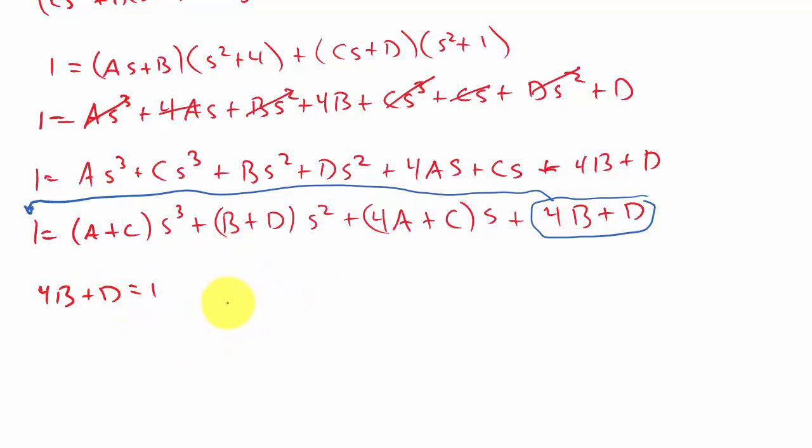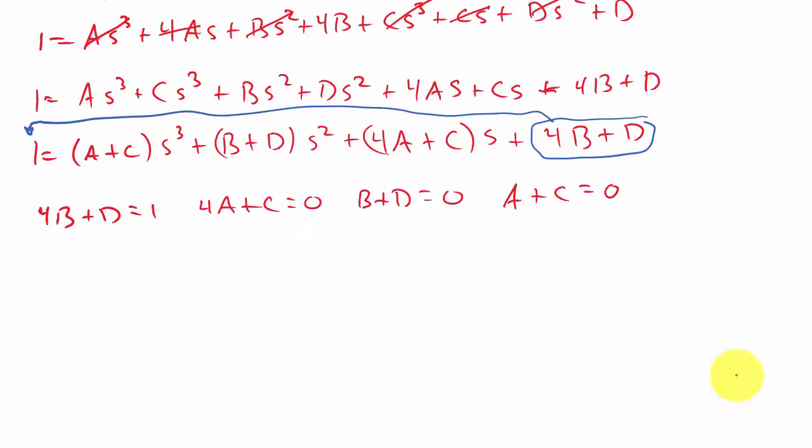And then let's look at this one, 4a plus c times s. Well, there's no s over here with a coefficient in front of it. So 4a plus c would be 0. And then I don't have an s squared. So b plus d would have to equal 0. And then there's no s cubed. So a plus c has to equal 0. Alright, so now I need to solve for A, B, C, and D.